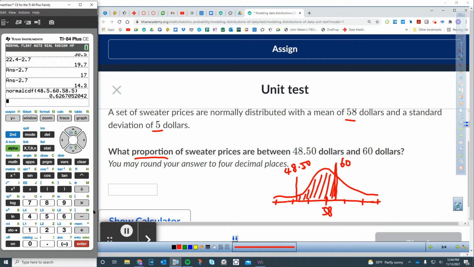So you need to press that again. Ta-da! So round to the nearest 4 decimal places. So it's 0.6267.